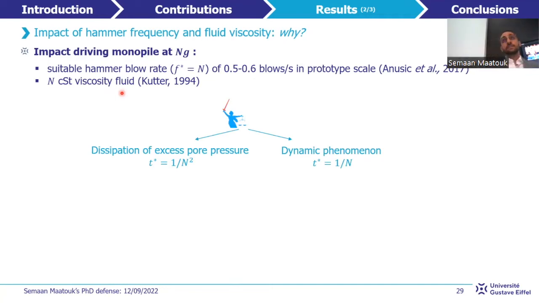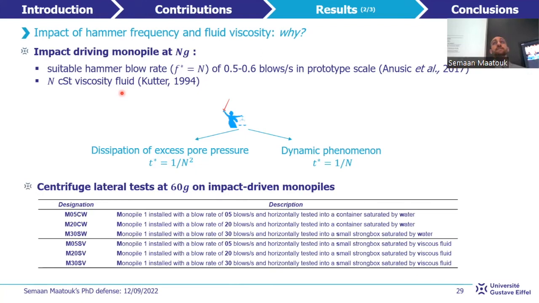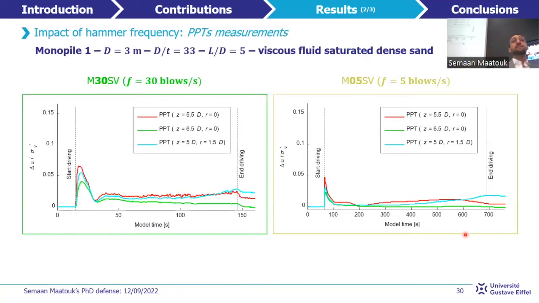This is why this thematic is studied, after conducting 6 experiments, this time at 60 G, on the monopile 1, installed with different blow rates of 5, 20, and 30 blows per second, and then horizontally tested in dense sand saturated either with water or with 60 CST viscosity fluid. I want to start with the impact of hammer frequency and present you the pore pressure for several pore pressure transducers located at different depths Z from the ground surface and different radial distances r from the monopile center.